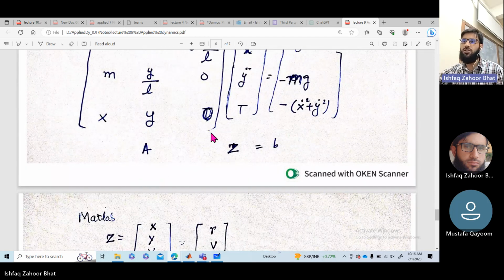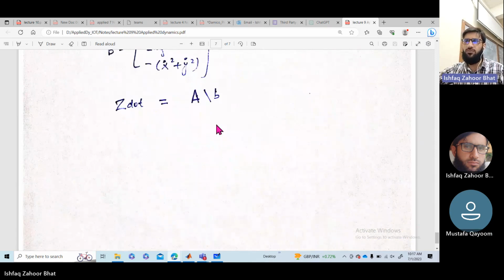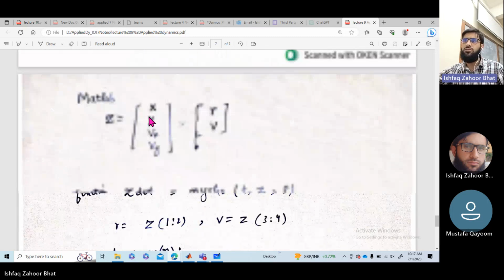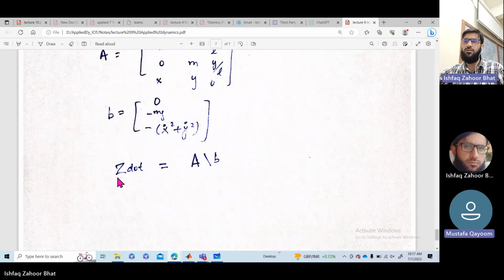I need to get this Z double dot. This is nothing but Z double dot. If I take A inverse on both sides, we can get A inverse into B. But that is something which is inbuilt in MATLAB. So we just write A modulo B. It will directly give you the Z double dot value. Okay, so now you have Z double dot, that is, you have acceleration.